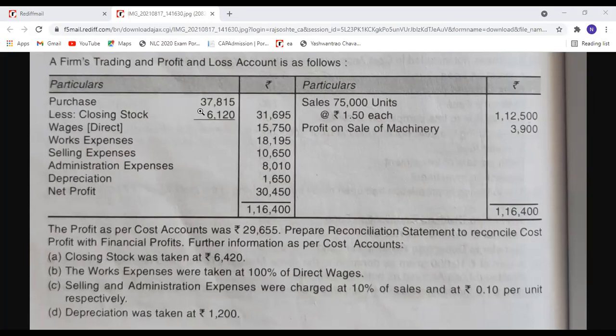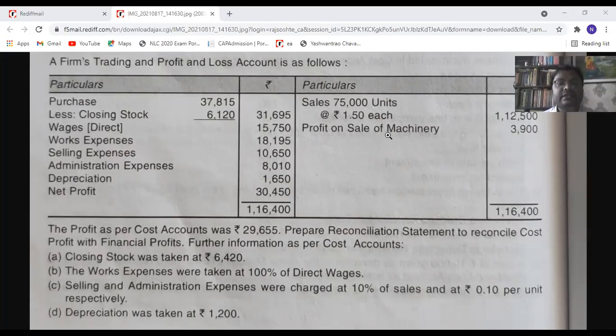So this is the problem which is given, an examination problem you can say. On the basis of that, by considering the financial profit, we have to prepare the reconciliation statement. Now students, very important things. First of all, take a look at this.